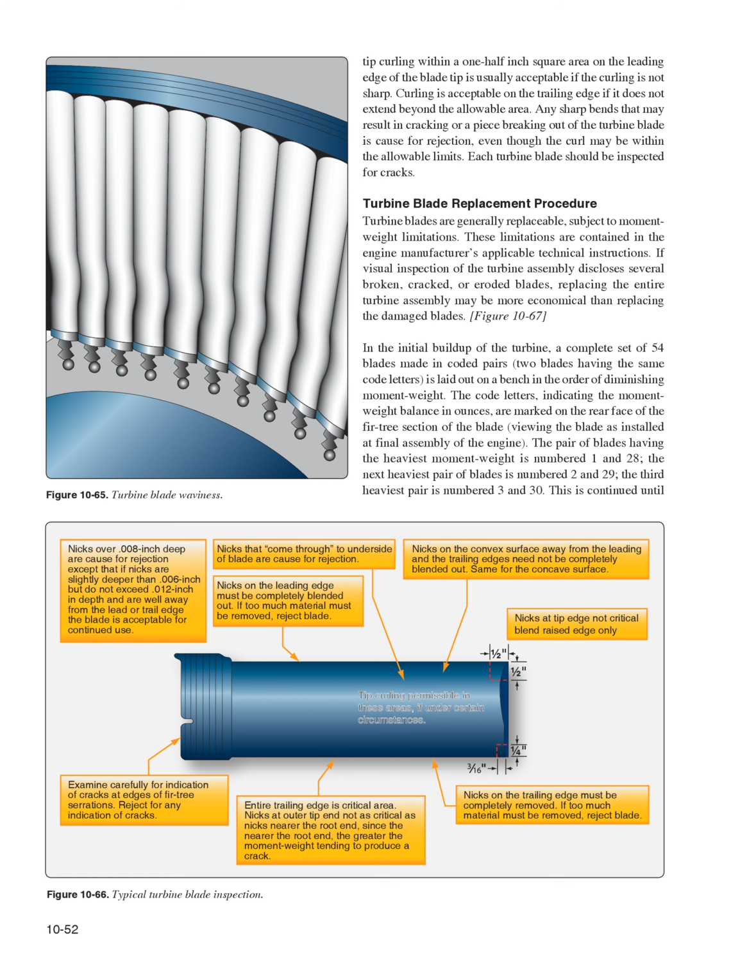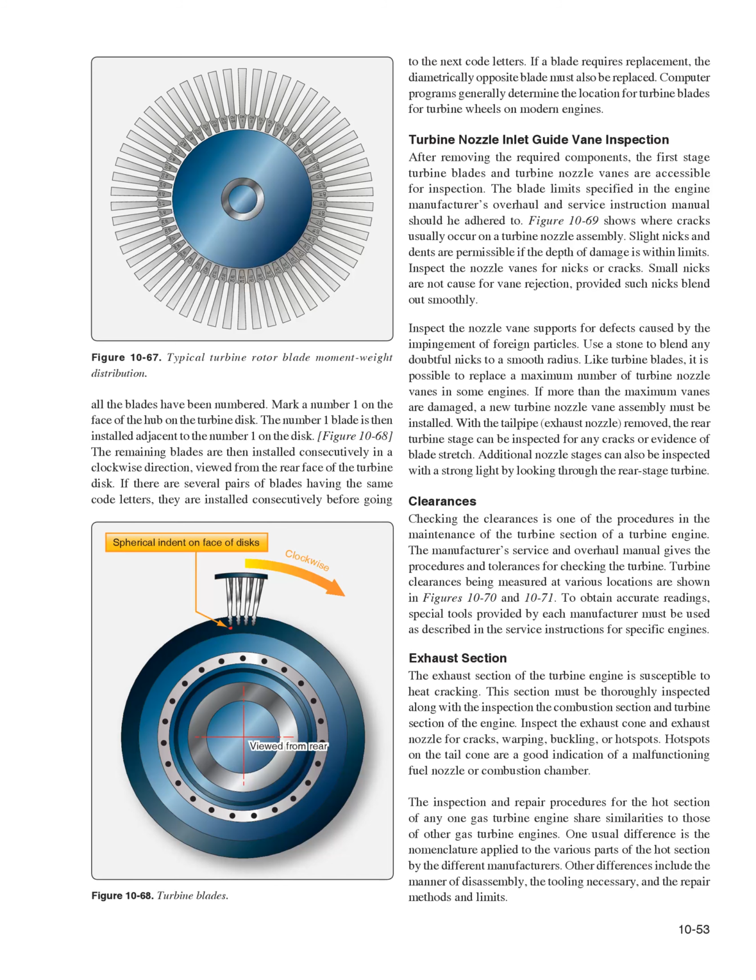Figure 1067. In the initial buildup of the turbine, a complete set of 54 blades made in coded pairs, 2 blades having the same code letters, is laid out on a bench in the order of diminishing moment weight. The code letters, indicating the moment weight balance in ounces, are marked on the rear face of the fir tree section of the blade, viewing the blade as installed at final assembly of the engine. The pair of blades having the heaviest moment weight is numbered 1 and 28, the next heaviest pair is numbered 2 and 29, the third heaviest pair is numbered 3 and 30. This is continued until all the blades have been numbered.